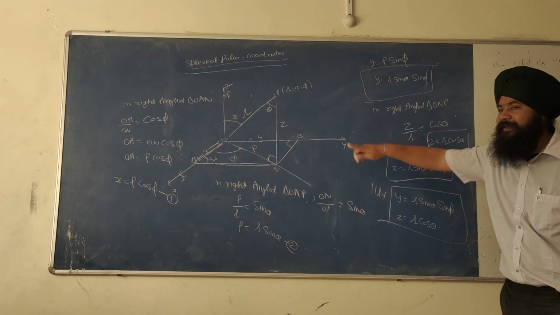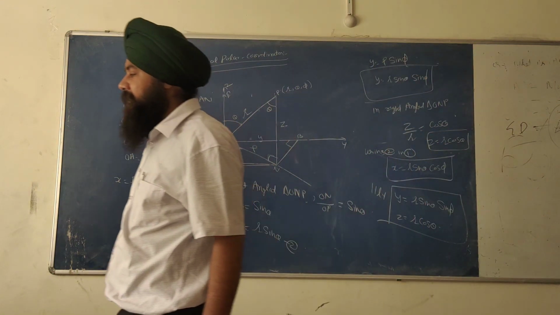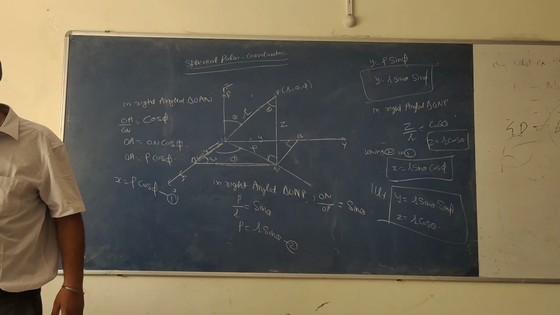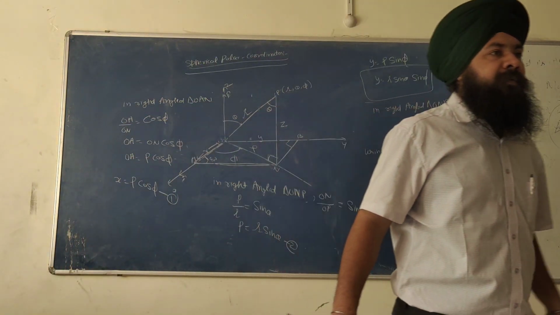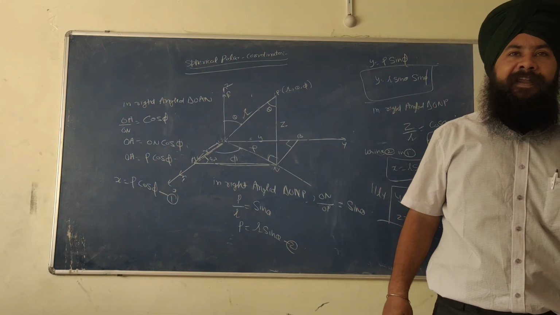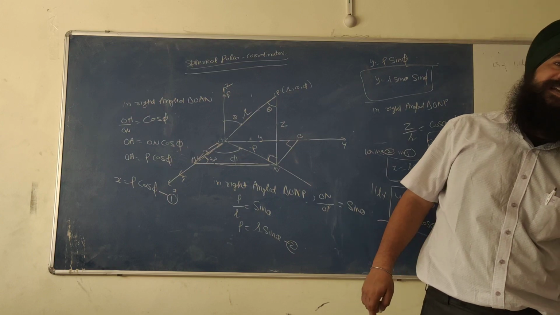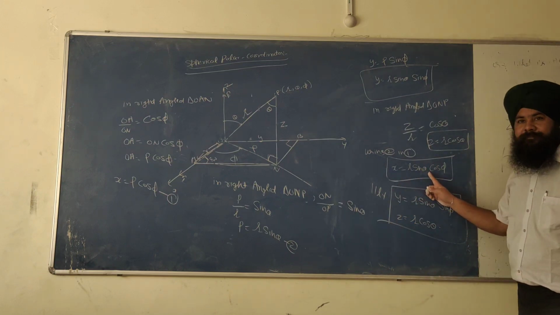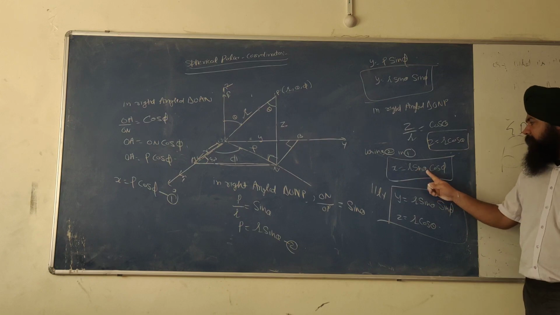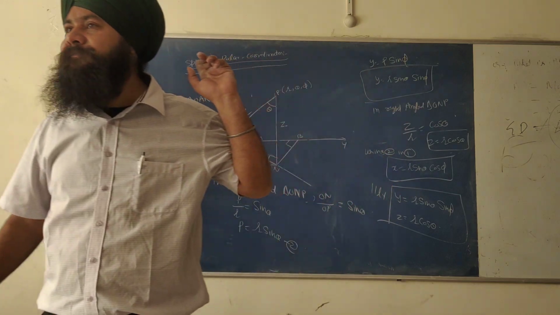This article will come fully like this. You have to try this. An article can come, and a numerical can also come on this. How will the numerical come? You will be given the value of r, theta and phi, and you have to calculate the value of x, y and z. You have the formula. Understood this part?